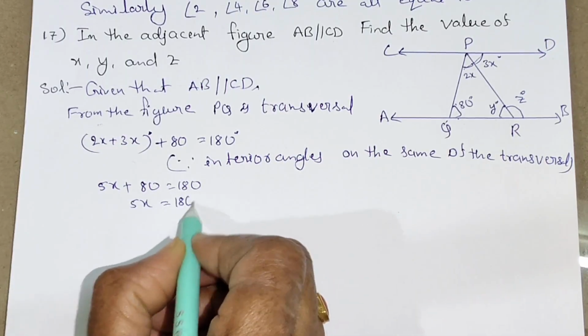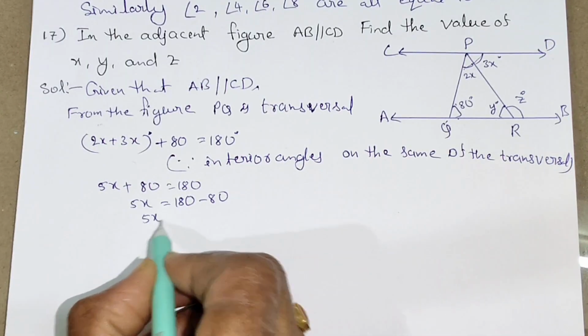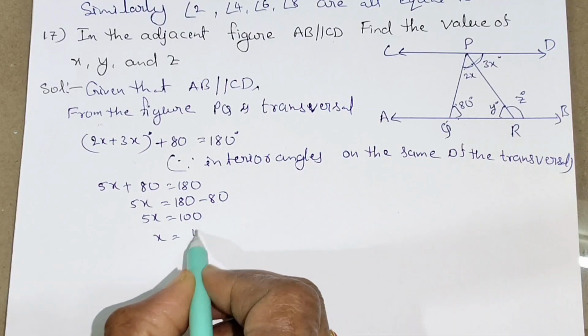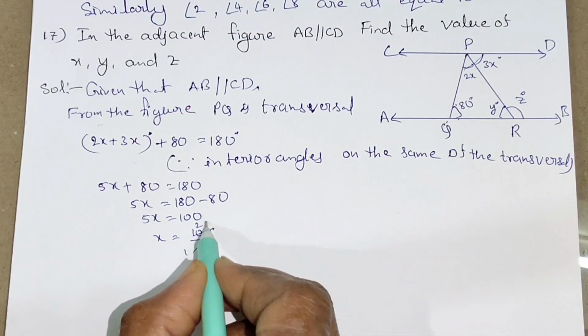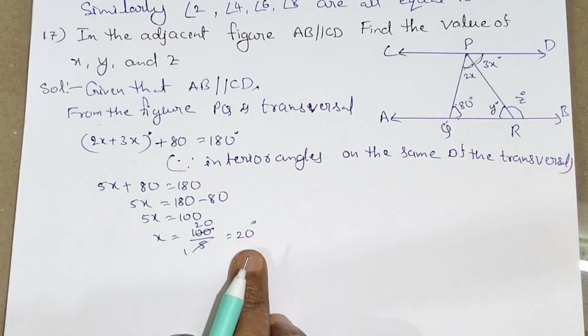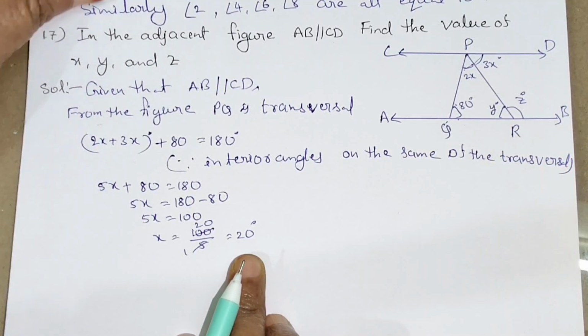5x is equal to 180 minus 80. Here 5x is equal to 100. x is equal to 100 by 5. 5 twos are 10, 5 twenties are 100, so x is equal to 20 degrees. So x equal to 20.